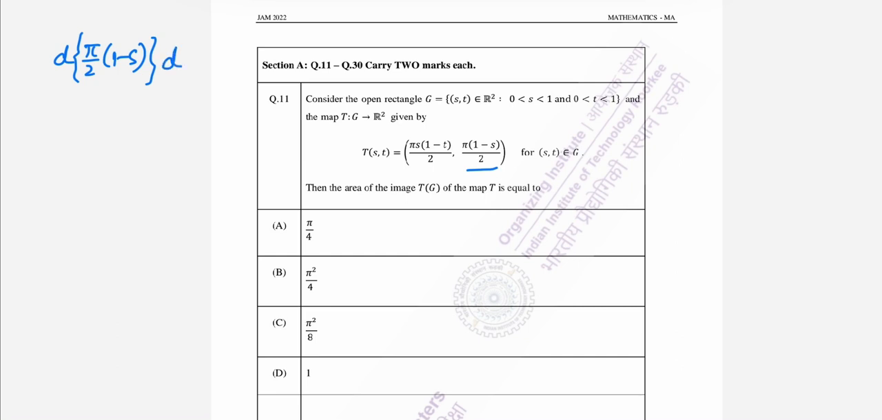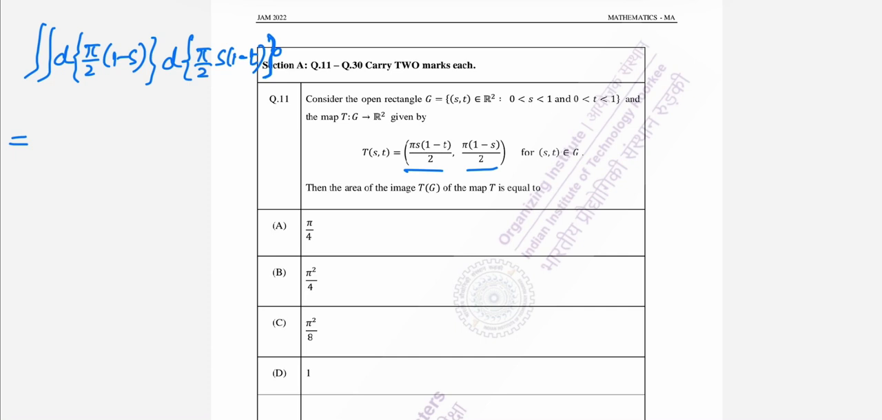And the differential of the first coordinate is d of pi by 2 s (1 minus t). Okay, and there is a double integration, and there will be limits as well. I will write those limits later. First we simplify this one.